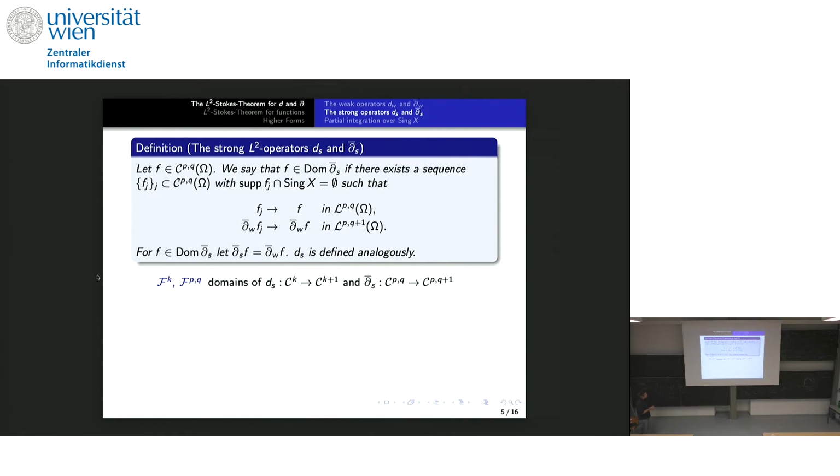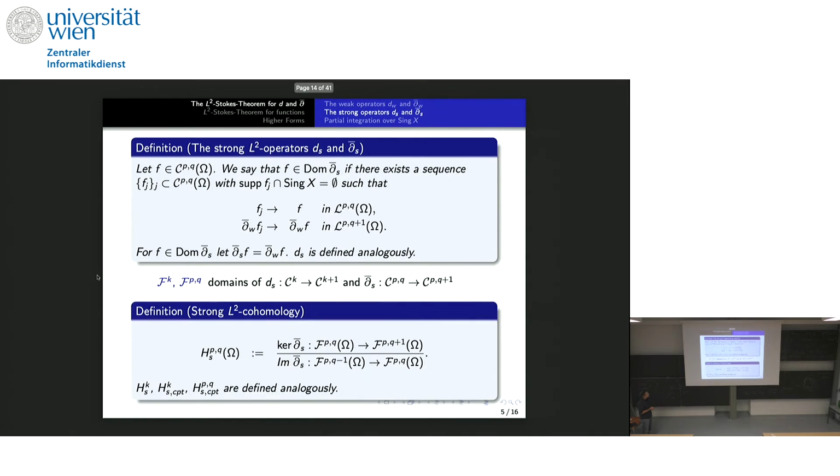Okay. I denote by F^k and F^{p,q} the domains. So the d operator is defined analogously to the d-bar operator. I define the d operator: f is in the domain of d in the sense of distributions, and it can be approximated by forms with support away from the singular set in the graph norm for the d operator. So completely analogous. F^k and F^{p,q} are the domains of these operators.